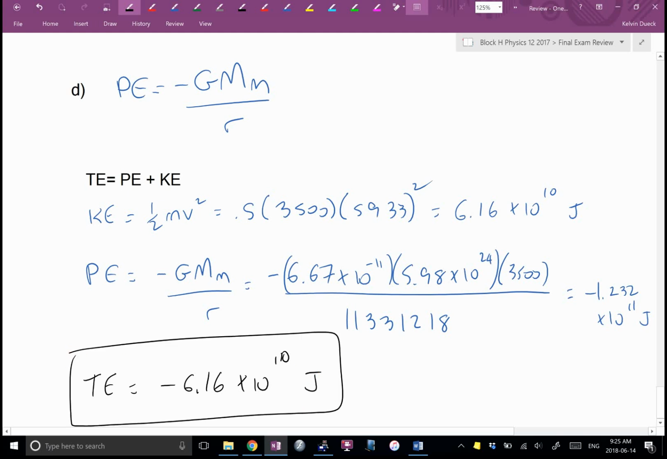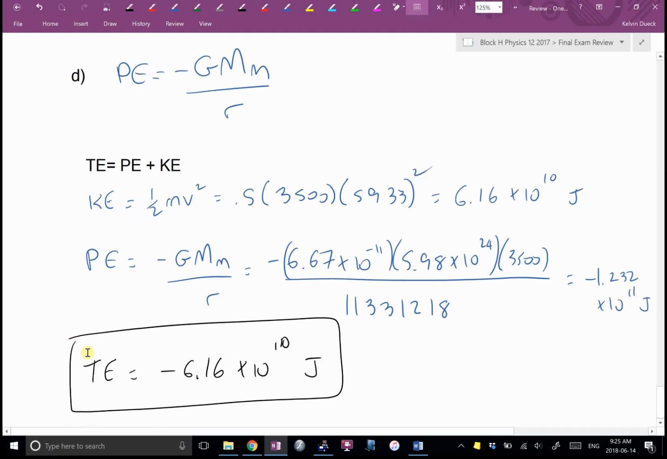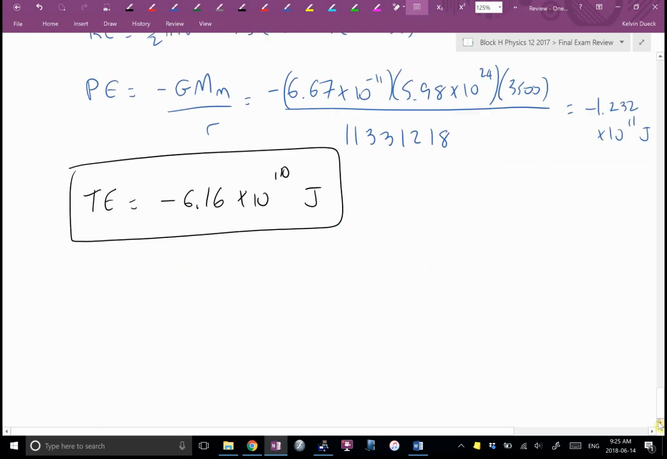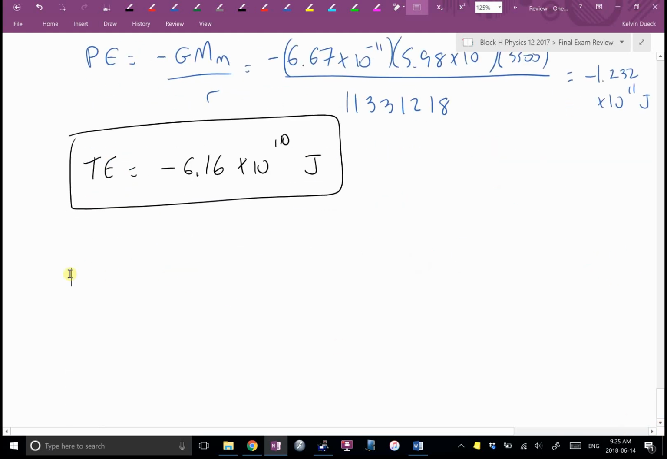That is a real quick review of gravity. After gravity, we did electrostatics. I got 10 minutes left. Do you want to give it a try? Okay.